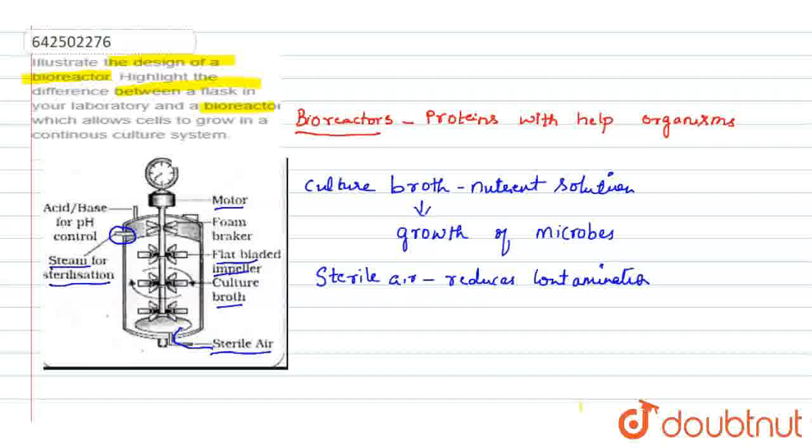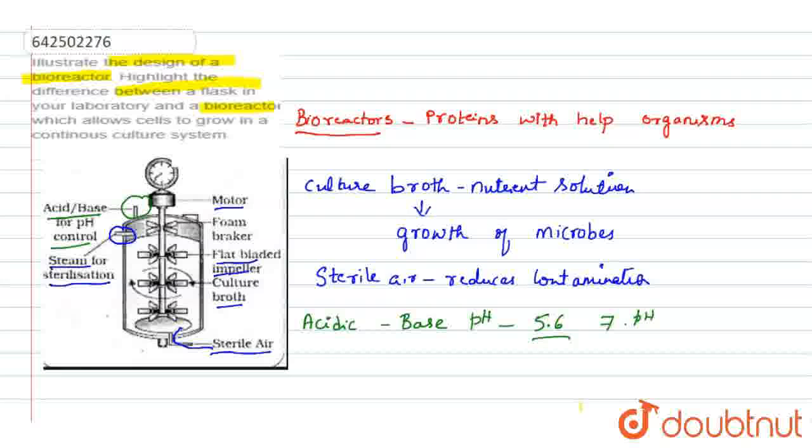Each bacteria or fungi requires a specific pH for its growth. Therefore there are acid and base pH controllers to control the particular pH. For example, fungi grow very well at a pH of 5.6, whereas bacteria grow at pH 7. So there is a controller knob here where you can control the acid and the pH base.